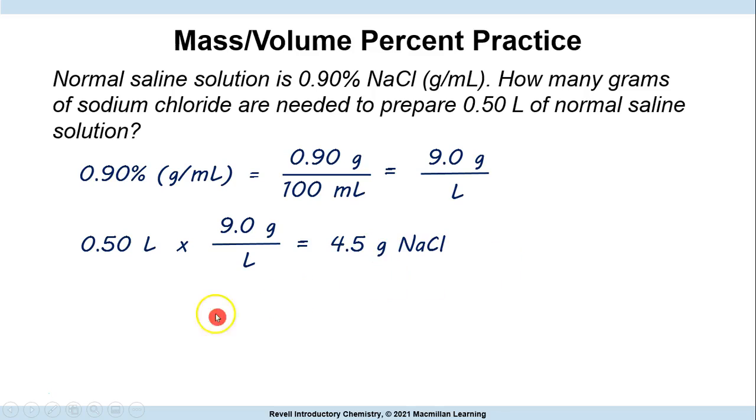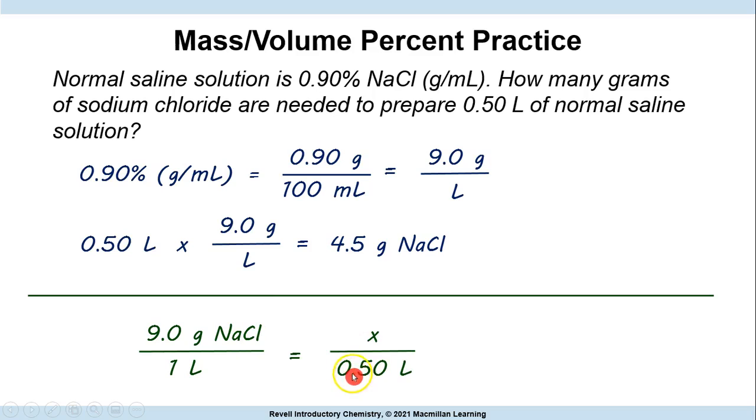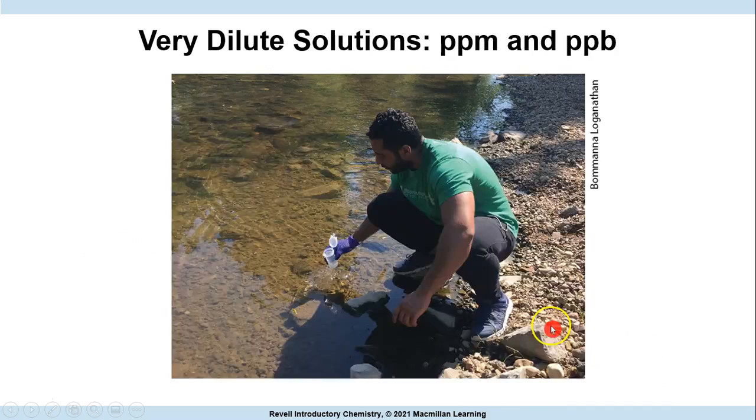Another way of doing it, that is a second method. We already know that in 1 liter we have 9.0 grams. So how many grams will be found in 0.5 liters? So we set up that equation and we still solve it. That will give us the same answer. So we know that in 1 liter we have 9.0 grams of sodium chloride. So how many of those grams will be found in 0.50 liters? So you can cross multiply here and you still come out with the same answer. That gives us 4.5 grams of sodium chloride.